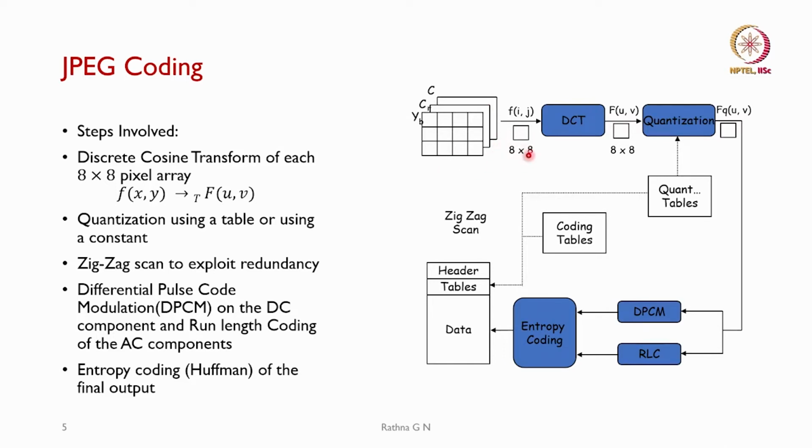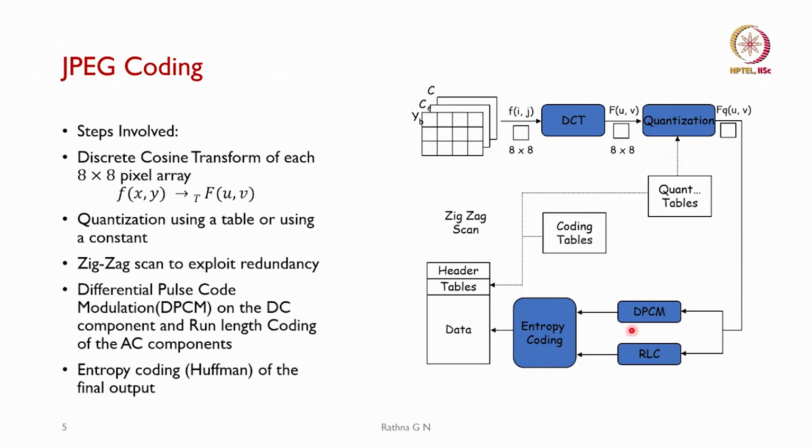We will consider 8 by 8 blocks. As you can see, the image is divided into blocks of 8 by 8. We use those and do the DCT of it. Then the output is f of u comma v, and we do the quantization. We call the quantized output fq of u comma v, and that output is fed to the channel, and this is the receiving side.